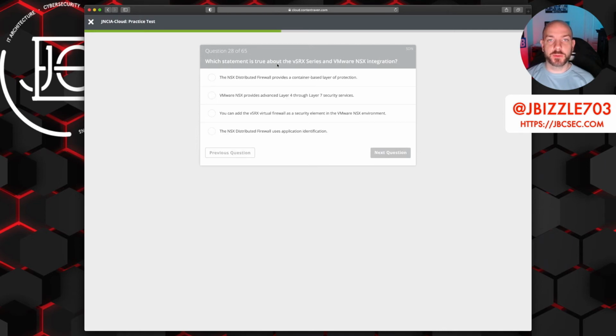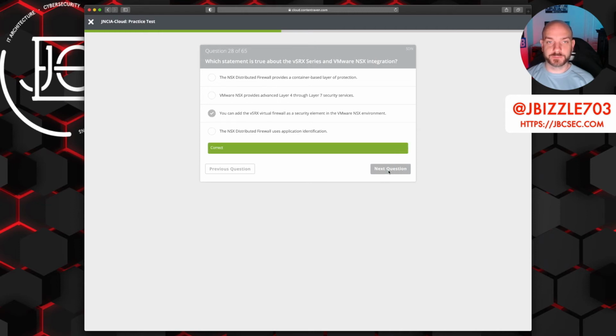Which statement is true about the vSRX series and VMware NSX integration? The NSX distributed firewall provides a container-based layer of protection. VMware NSX provides advanced layer 4 through layer 7 security features. You can add the vSRX virtual firewall as a security element in the VMware NSX environment. The NSX distributed firewall uses application identification. Let's go with you can use the vSRX. Okay.